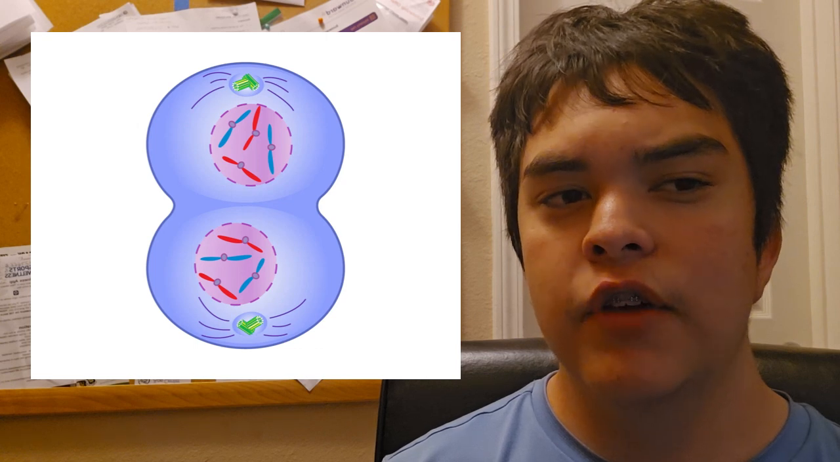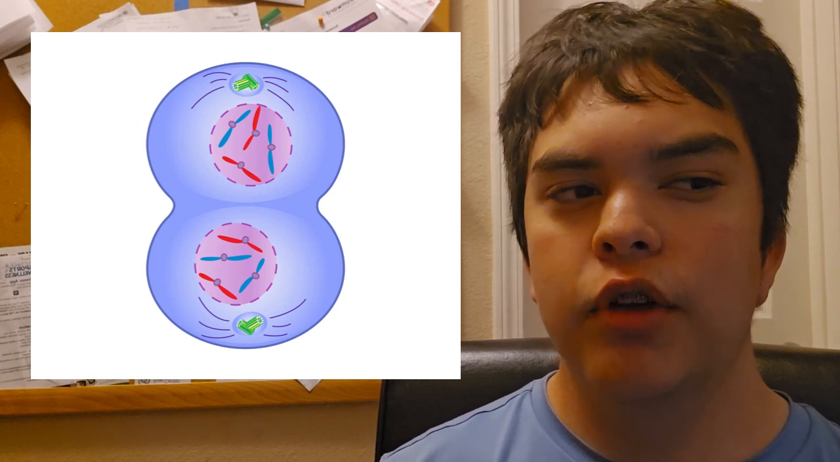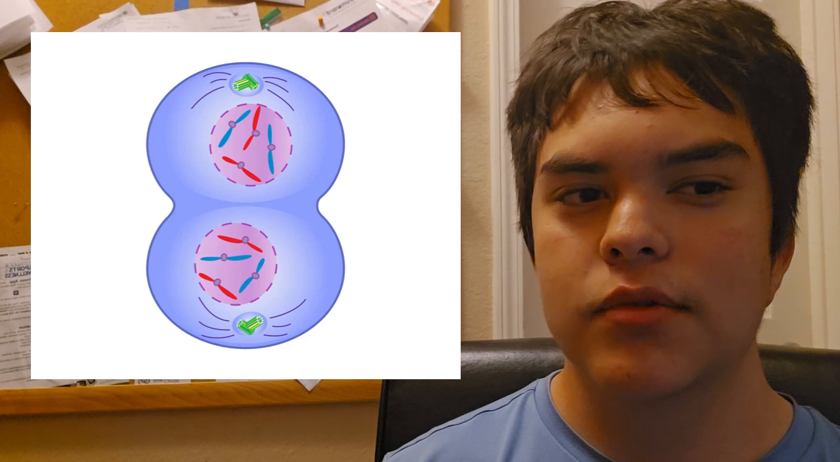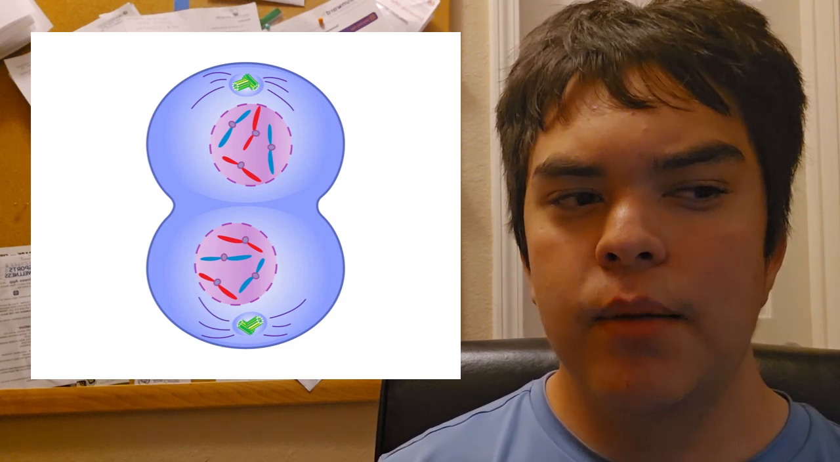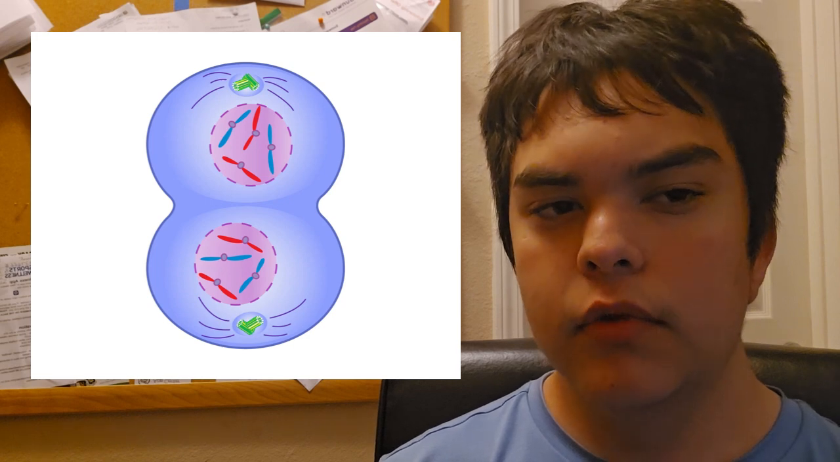The fourth and final is telophase, which is where the nuclear envelope reforms around two sets of chromosomes. And this is where chromosomes begin to uncoil and the spindle fibers disassemble.